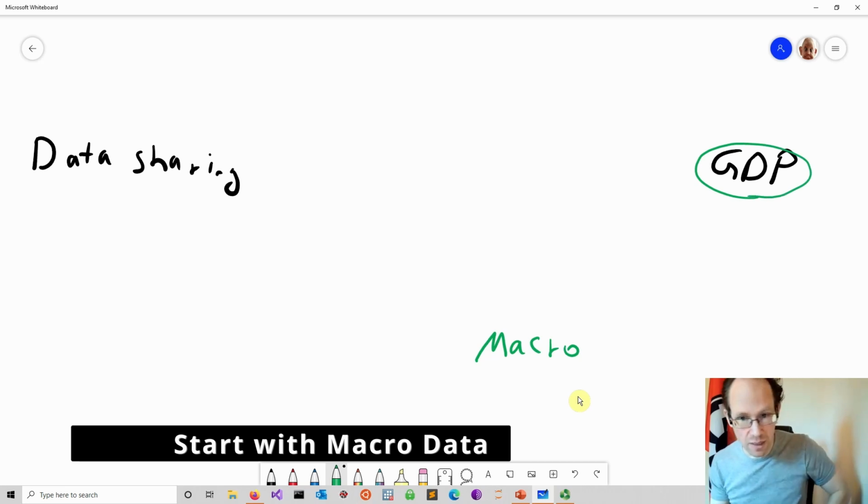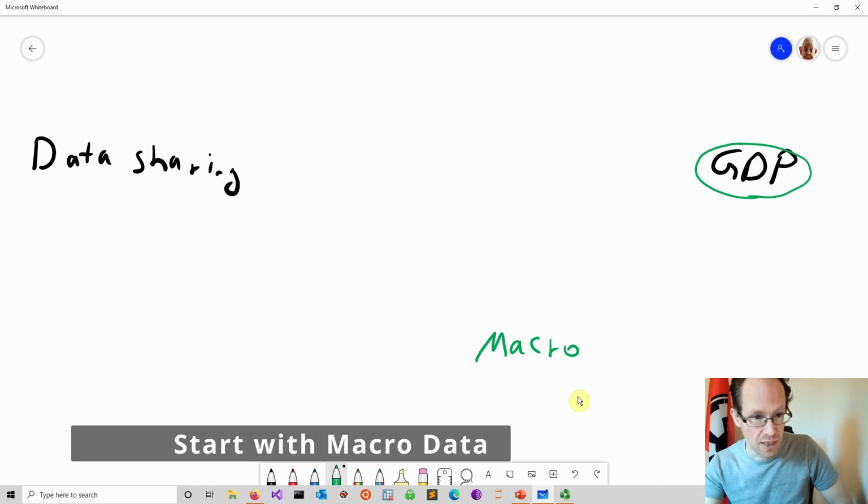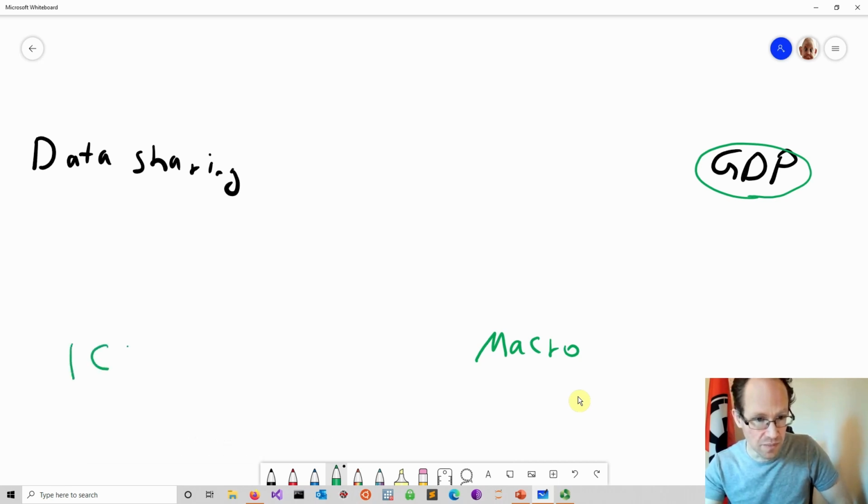There are other elements which I can measure. In particular, what I can measure is the ICT capital. ICT capital is referring to the infrastructure I need for data sharing. So this includes things like networks, so broadband networks and so on. So this is information technology and communication, all put together into one category.